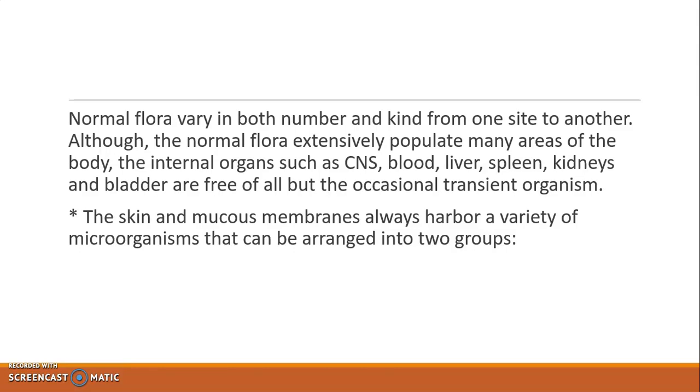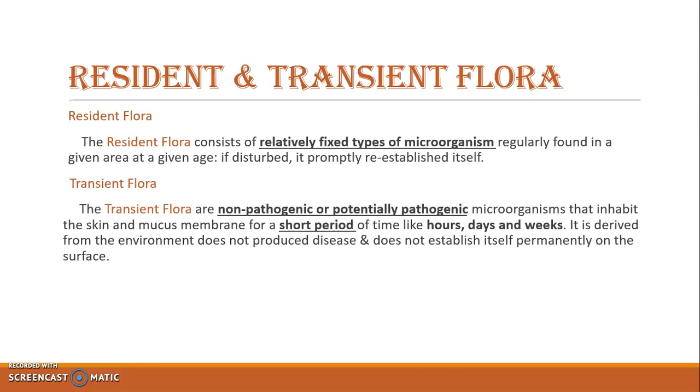The skin and mucous membrane always harbor a variety of microorganisms that can be arranged into two groups, and these are the resident flora and transient flora. The resident flora consists of relatively fixed types of microorganisms regularly found in a given area at a given age. If disturbed, it promptly re-establishes itself. On the other hand, the transient flora are the non-pathogenic or potentially pathogenic microorganisms that inhabit the skin and mucous membrane for a short period of time, like hours, days, and weeks. It is derived from the environment, does not produce disease, and does not establish itself permanently on the surface.